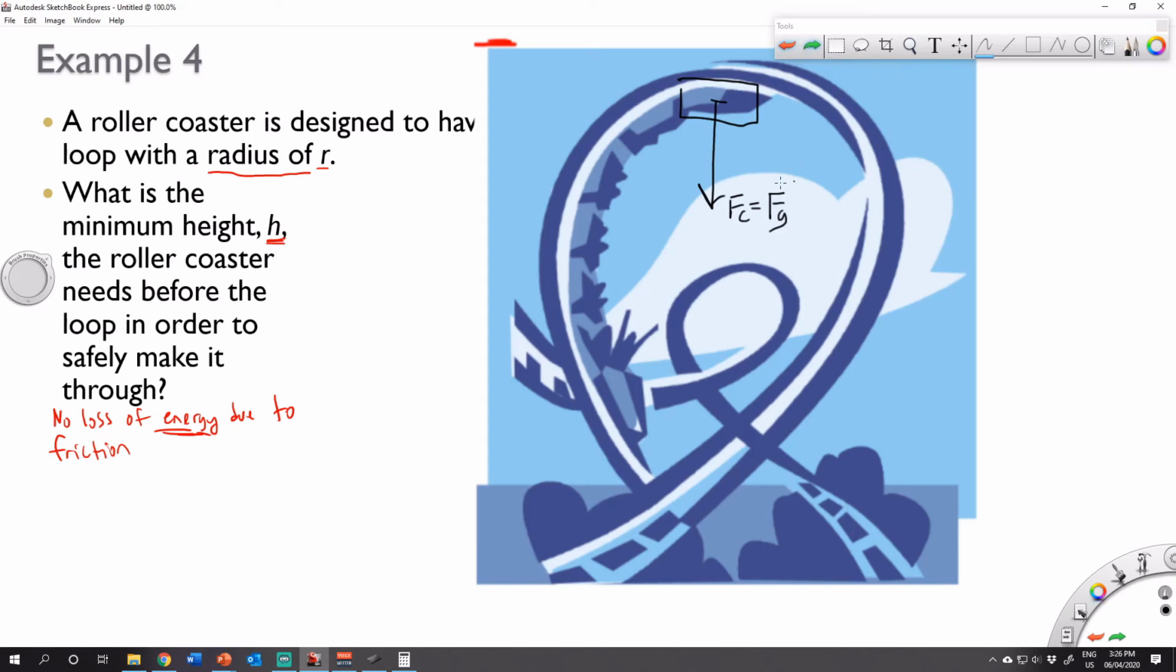All right, so that's the minimum, at least. So at least force centripetal must equal force of gravity. All right, so this means then that centripetal force, mv squared over r, has to equal at least mg at the top.